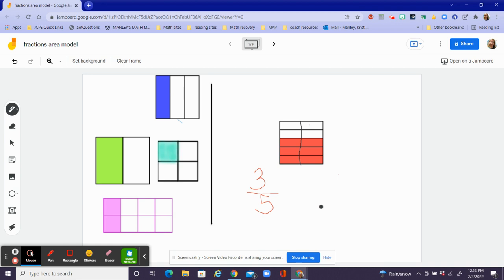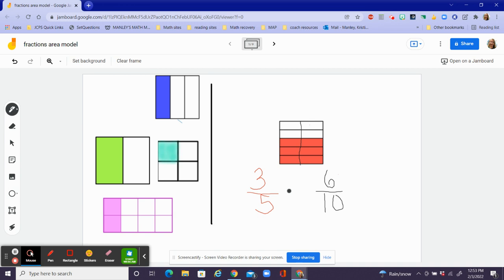And I'm going to partition it right down the middle. So now, how many pieces did I partition my whole into? Let's count. 1, 2, 3, 4, 5, 6, 7, 8, 9, 10. So this time I'm going to be counting tenths. Again, I am focused on the exact same amount of space. What's colored red? So how many of my tenths are red? Let's count. 1, 2, 3, 4, 5, 6.